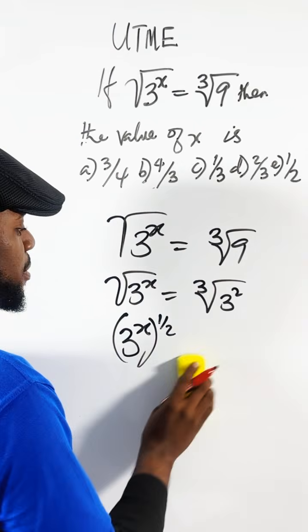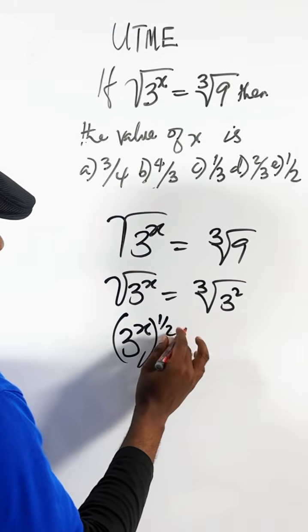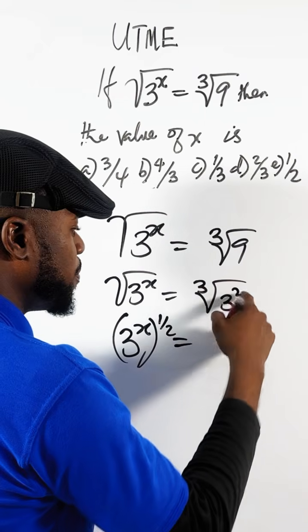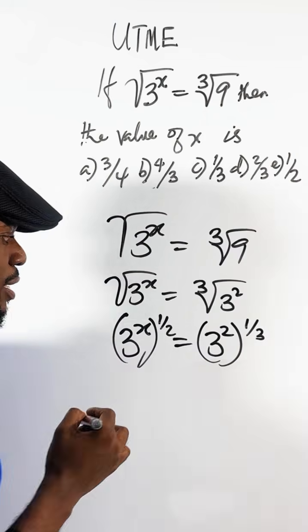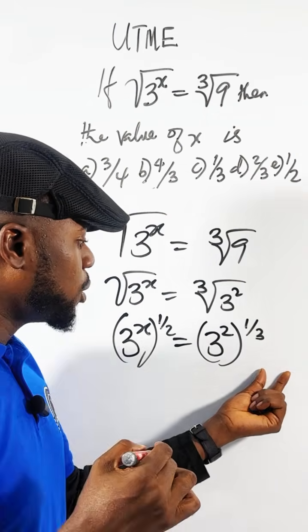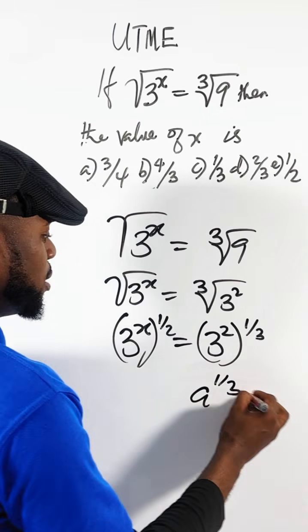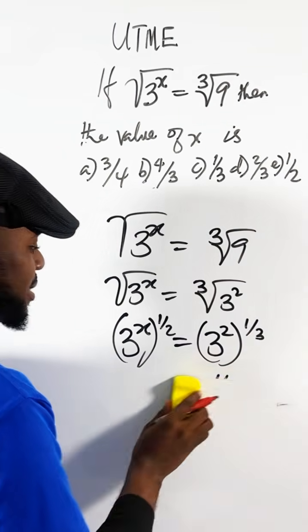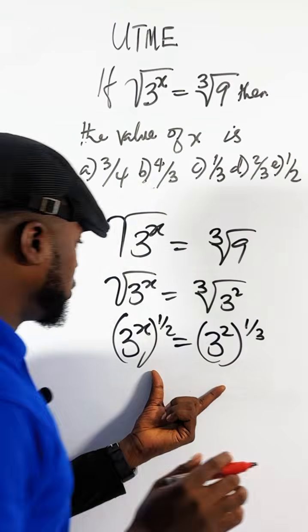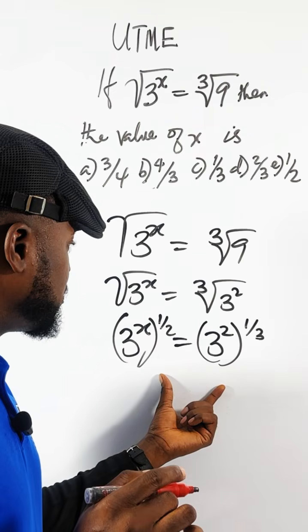Okay, you're going to do the same thing for the cubic function. So if I have the cube root of 3 to the power of 2, it is exactly the same thing as 3 to the power of 2, all raised to the power of 1 over 3. Because if I have a to the power 1 over 3, you can transform this to be the cube root of a.